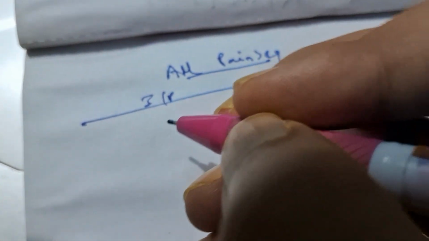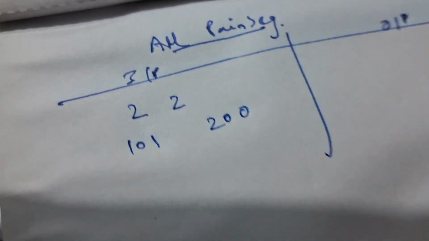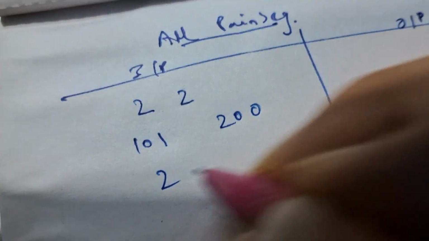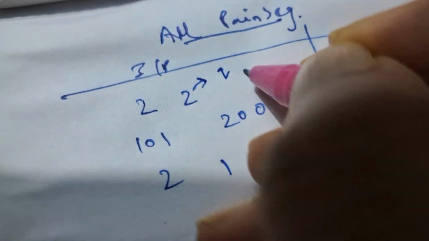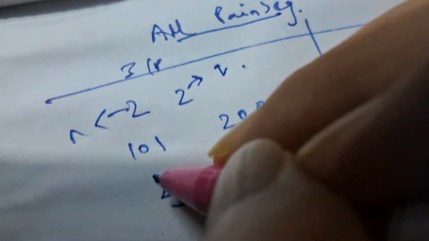So if you look at the inputs, in the first input it was 2, 2, 101 and 200. Now what does it mean? After that there was a 2, 1. So this is the number of queries, that is these two queries, and this is the value of n, that is the arrays.